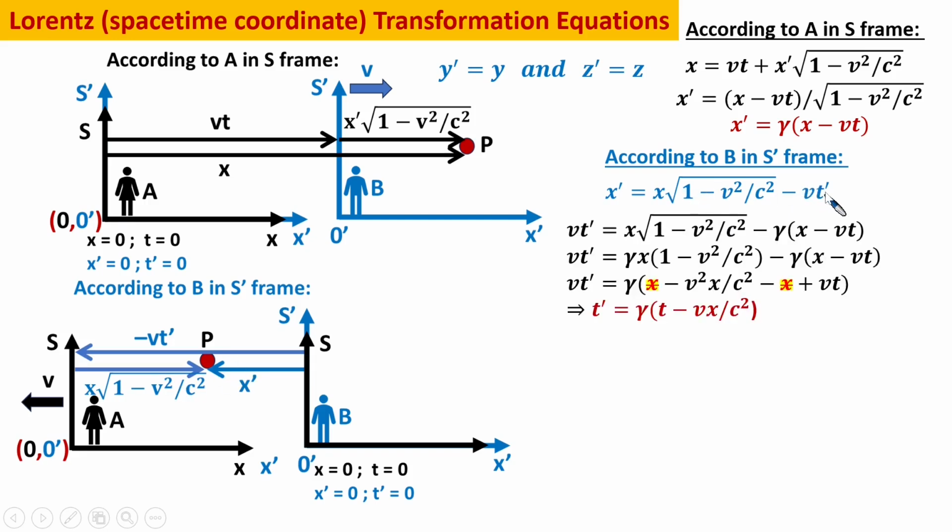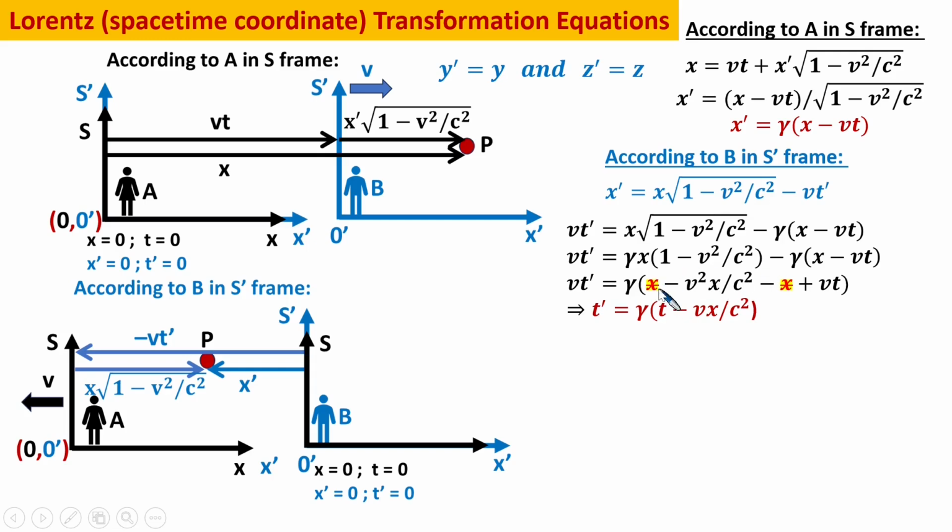So I can write this vt prime, and x prime I can substitute because I have got it here. So vt prime I take it, this negative will become positive, and this x prime I bring here, which is gamma times x minus vt. In this term I divide and multiply by square root of 1 minus v square by c square. So I get rid of the square root, and 1 by square root of 1 minus v square by c square is gamma, which we know. So this is this term, and now I can expand this.